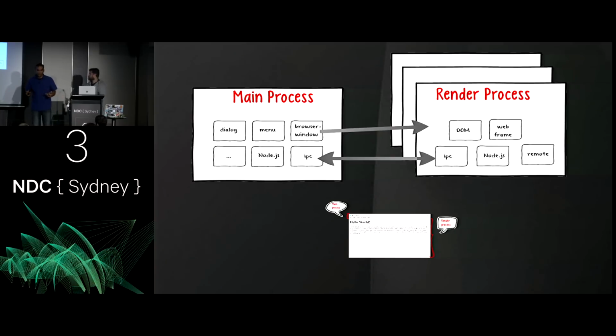there are two processes that an Electron application will run. One is the main process and the other is the render process. Do you want to talk a little bit more about that, Cristian?